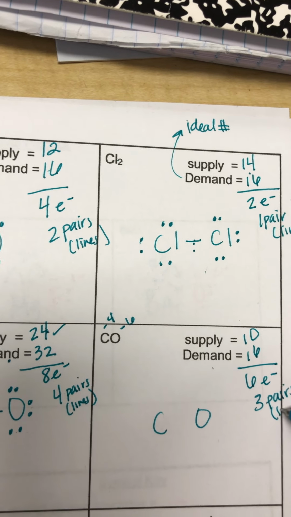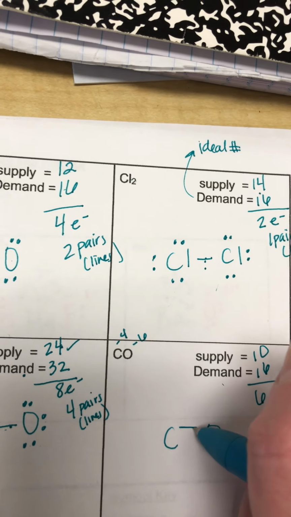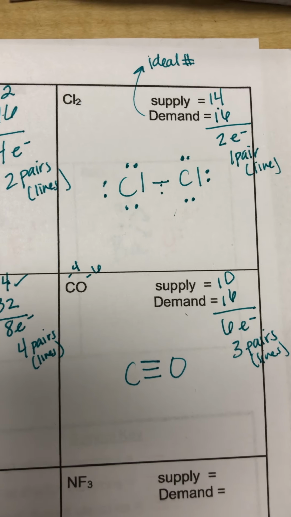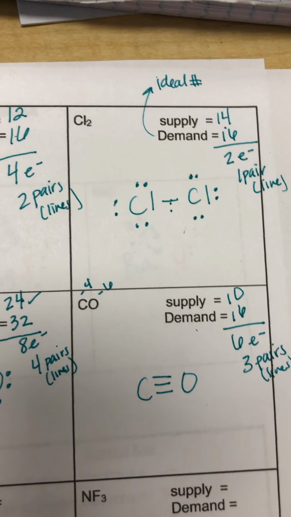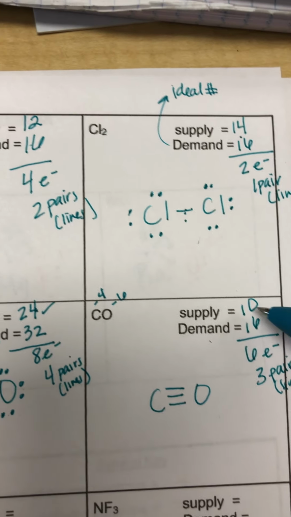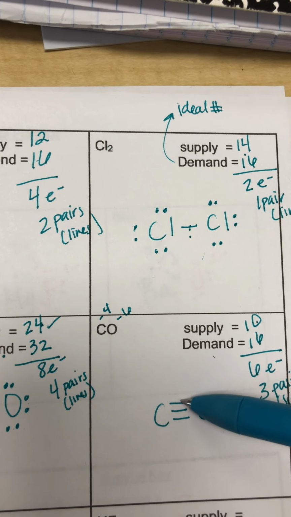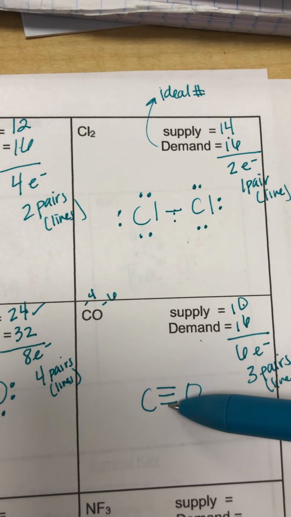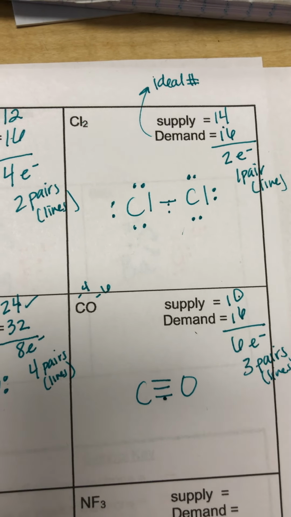Okay, or 3 lines. Since I only have 2 things, my 3 lines have to go all right there. Okay, I have to have 3 lines. So I gotta make sure I have 10 electrons that are supplied. So I've got 6 in my lines here. So I gotta put 4 more. Okay, so where am I gonna put those 4?